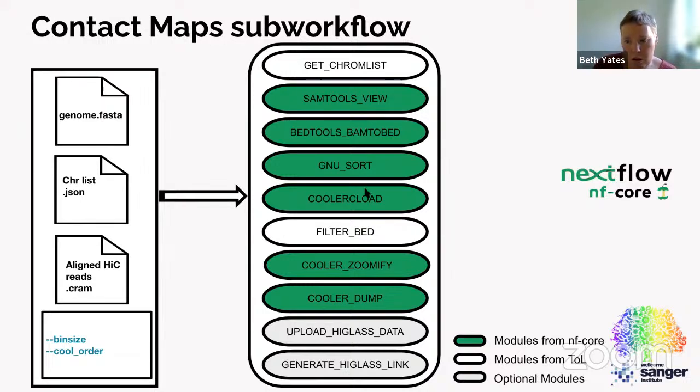Quite a lot of these are standard nf-core modules that we've been able to reuse. And actually at the bottom here are two optional steps, which were designed to make our life easier within the Tree of Life. So the output from the contact maps workflow is 3 files, which can then be uploaded to a HiGlass server to produce a Hi-C map.